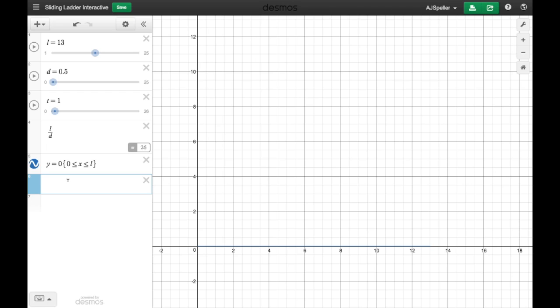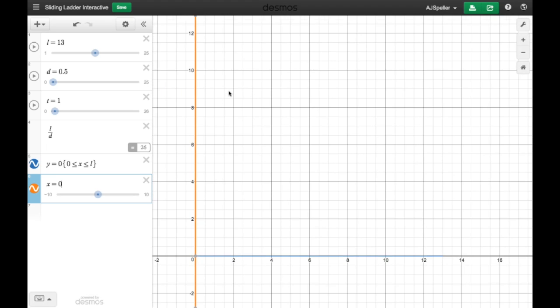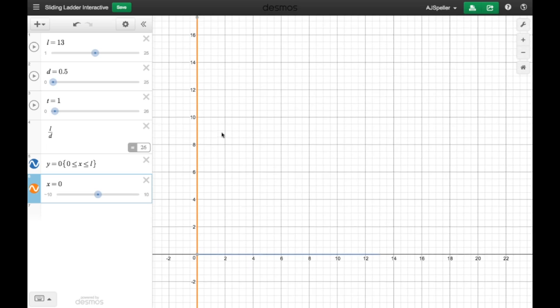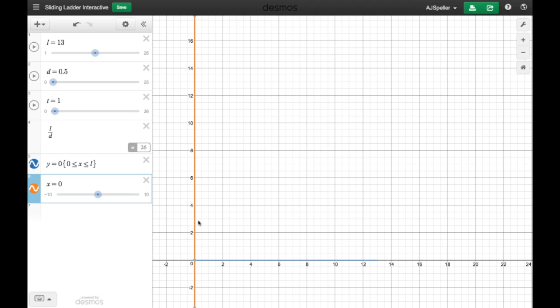All right, now let's put in the wall, and that's going to be x equals 0. Notice we have this orange line here, and we want again to limit this from 0 up to 13. Matter of fact, let's zoom out some. So right now it's going infinitely in both directions. We want to limit that. So here we're going to say we want the y values to go from 0 all the way to the length of the ladder, which is L, and we see how that's limited.